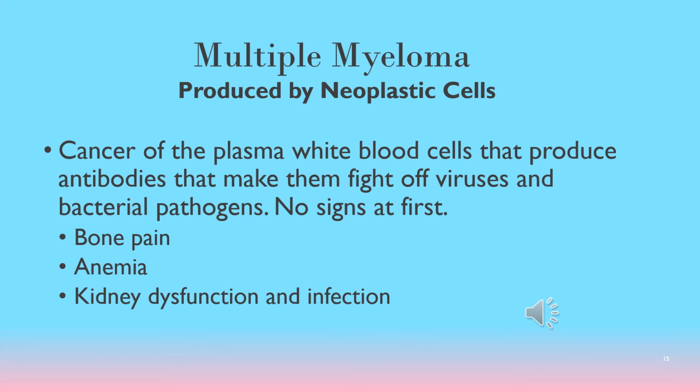Well, there's different things that they're going to do for that, and I'm going to go into that, but briefly. This is a cancer of the white blood cells that produce antibodies that fight off viruses and bacterial pathogens, and there's no signs at first, and then this abnormal tissue builds up and forms a tumor in a bone, causes extreme bone pain, ends up causing anemia, ends up causing kidney dysfunction, ends up causing infection.